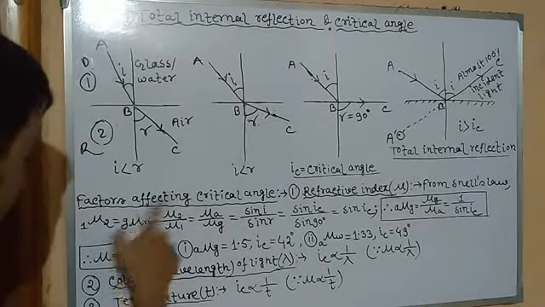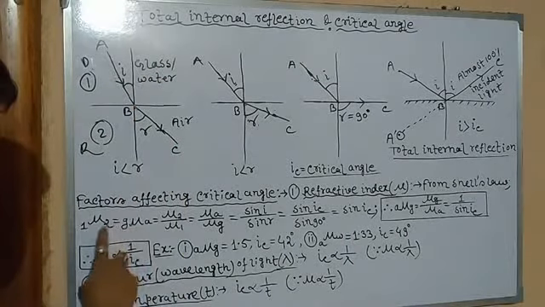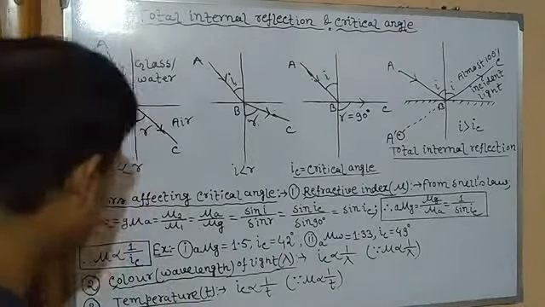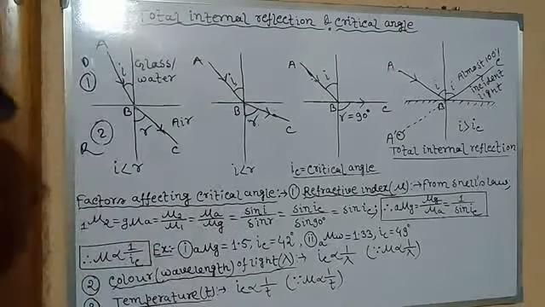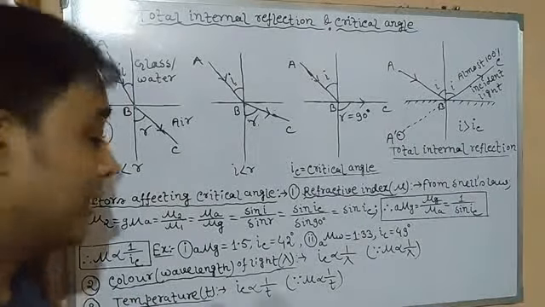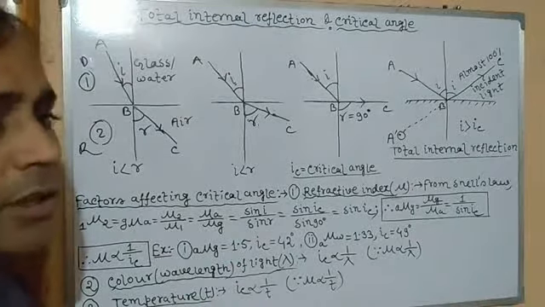So G mu A. Why? 1 is G. You can see one medium is glass, so G for glass, and the second medium is air, A. So 1 mu 2 equals mu 2 by mu 1, so mu A by mu G. It represents the refractive index of air with respect to glass. Mind it, it doesn't express the refractive index of glass with respect to air.